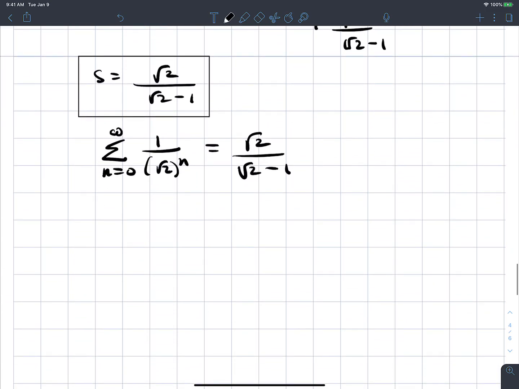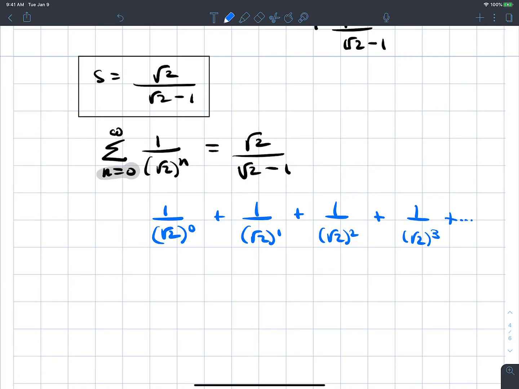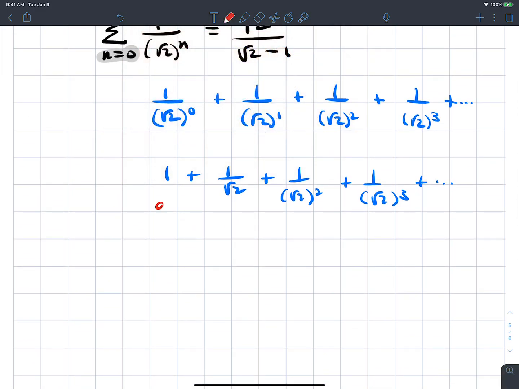When you go back and you ask, was this geometric? If you just simply looked at the terms again, n is 0, I'm going to use blue. 1 over square root of 2 to the 0, plus 1 over square root of 2 to the 1, plus 1 over square root of 2 squared, plus 1 over square root of 2 to the third power. This goes on forever. This is 1. This is just 1 over the square root of 2. 1 over the square root of 2 squared. 1 over square root of 2 cubed, and this goes on forever. If you needed to, just verify. Here's A, here's AR, this should be AR squared. You will in fact find that this is a geometric series if you verify the terms like we've been doing.